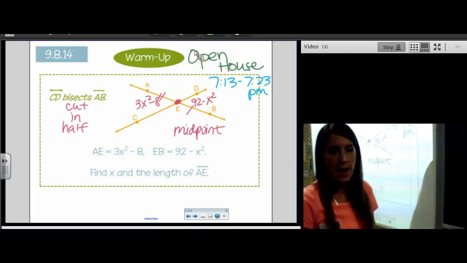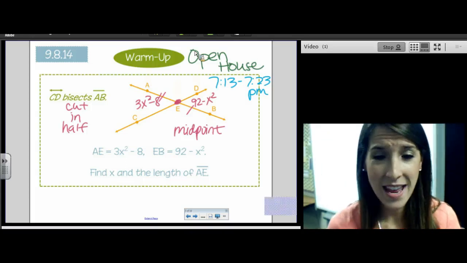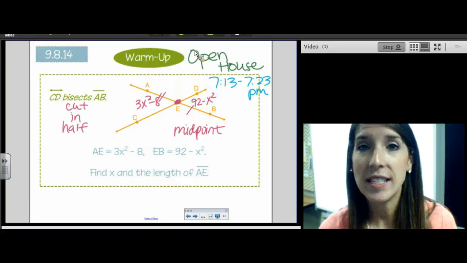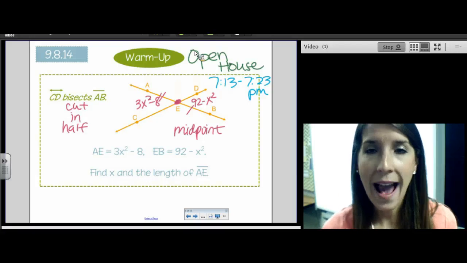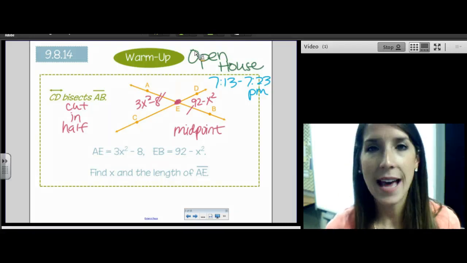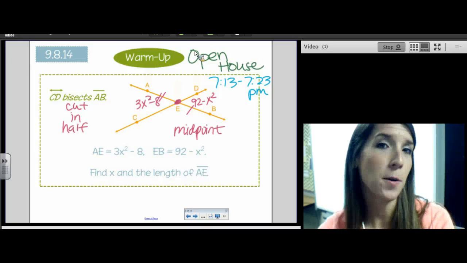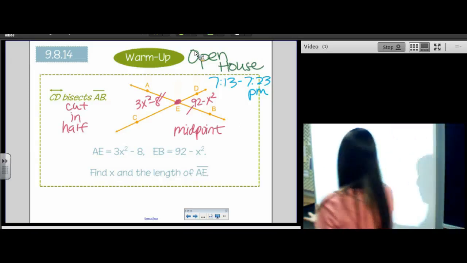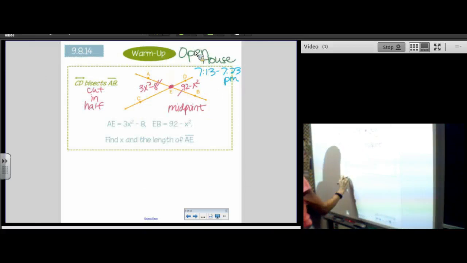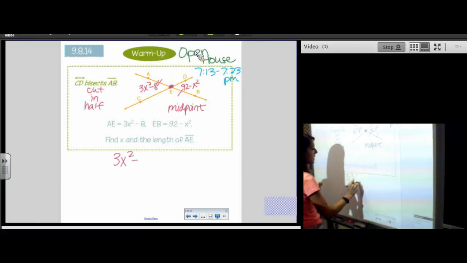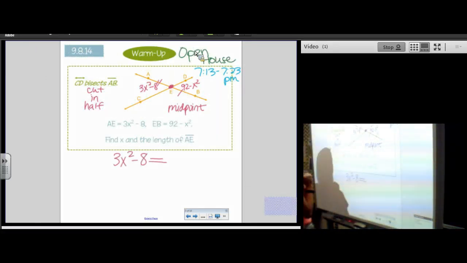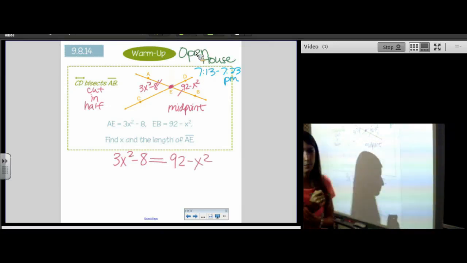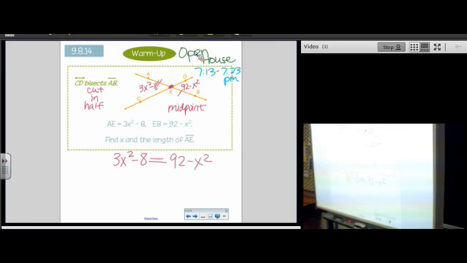So we've learned by now that when we have a midpoint and I give you half and half, we simply set them equal. We don't add them, we don't subtract them, we set them equal. You put one half on one side of the equal sign and the other half on the other side. So we've got 3x squared minus 8 equals, because it's a midpoint, 92 minus x squared.